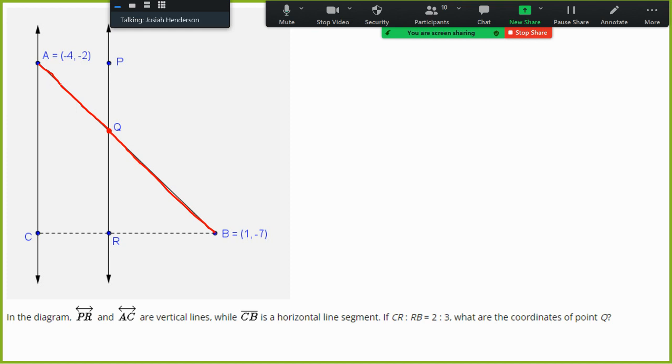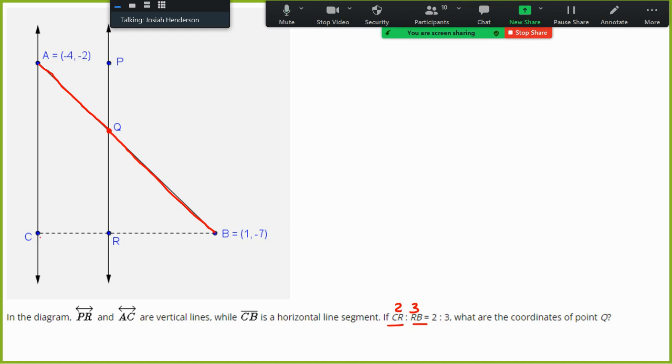So Q is probably going to be a certain ratio on AB. Let's find out. In the diagram, PR and AC are vertical, PR going up and down and AC going up and down. Check. CB is a horizontal line segment. Terrific. If the ratio of CR to RB is 2 to 3, what are the coordinates of point Q?